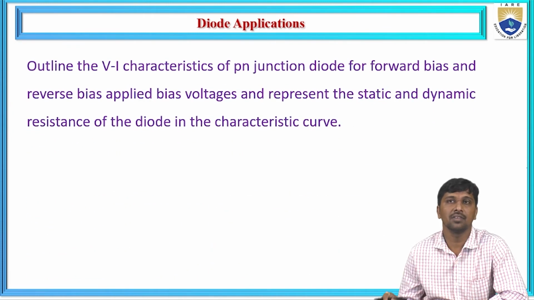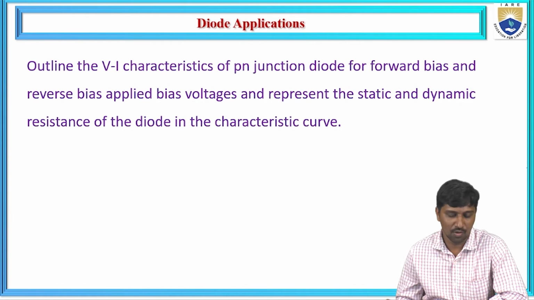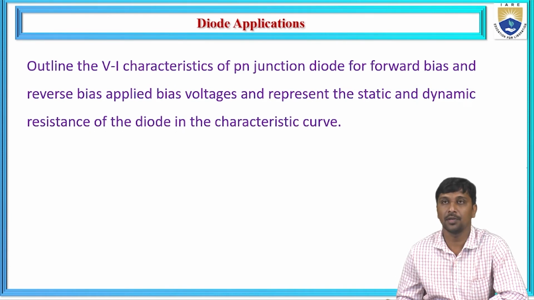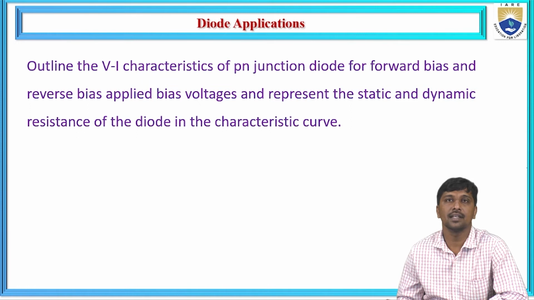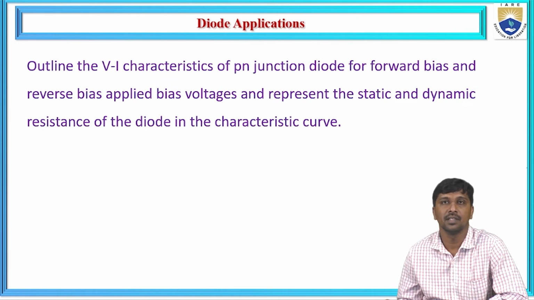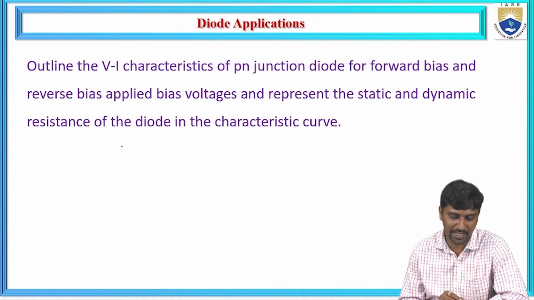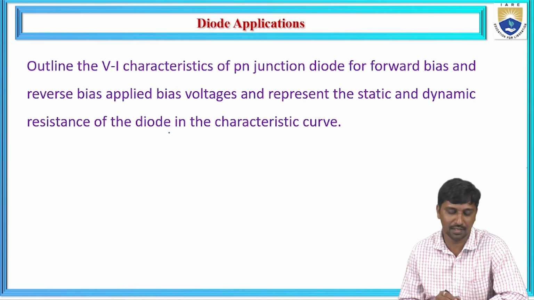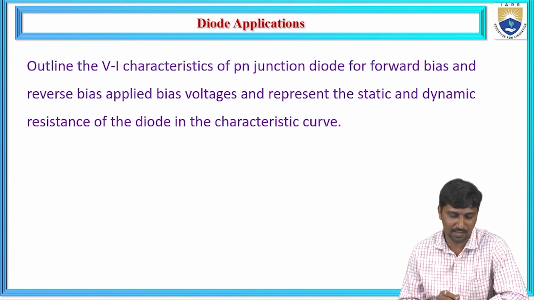Now, in part B, we have some questions like: outline the VI characteristics of a PN junction diode for forward bias as well as reverse bias applied voltages, and present the static and dynamic resistance of the diode in the characteristics. So for this case, first you explain the characteristics of the PN junction diode under the forward bias as well as the reverse bias.